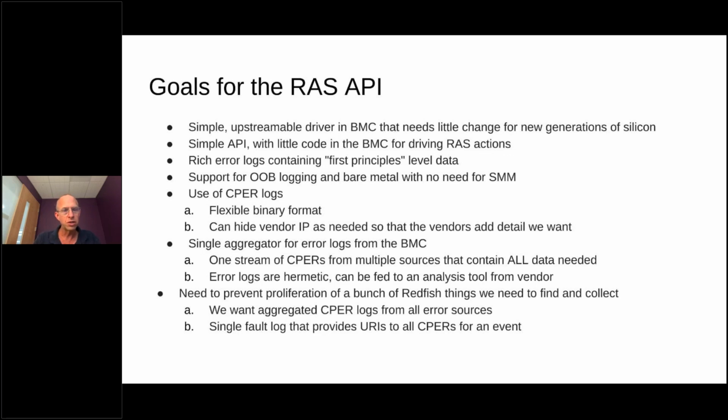I am also eager to see a single aggregator of error logs from the BMC. So rather than having a log here and a log there, we have the hardware fault monitor. What I propose is anyone can put a CPER log in the Redfish tree, but the aggregator can say, okay, here's an error, and I got 3 CPER logs from it. You can have URIs to the CPER logs. And then all the collector does is get the message from the aggregator and say, oh, it has 3 URIs. I'll go get them all.